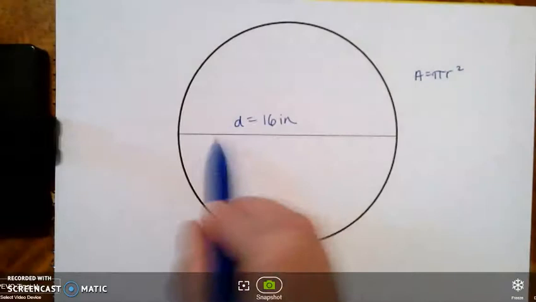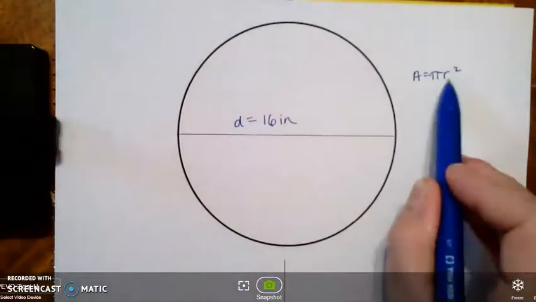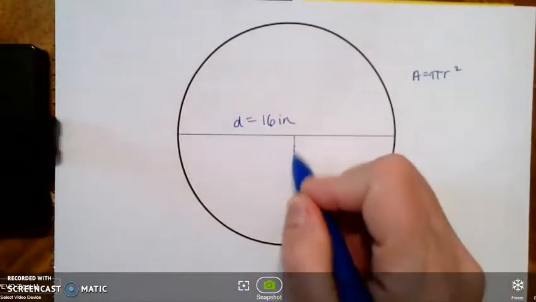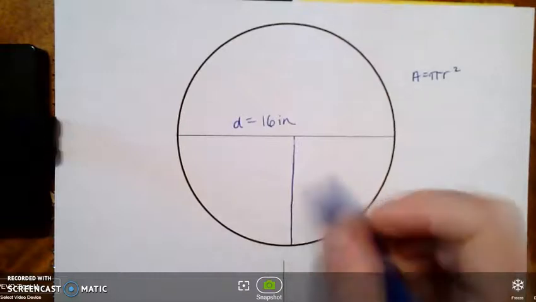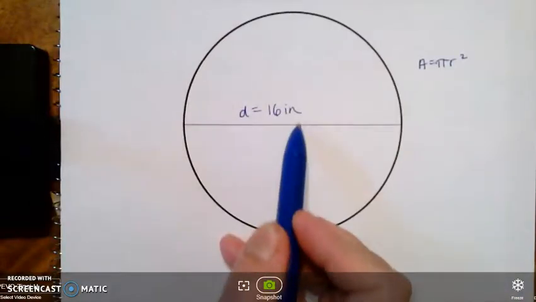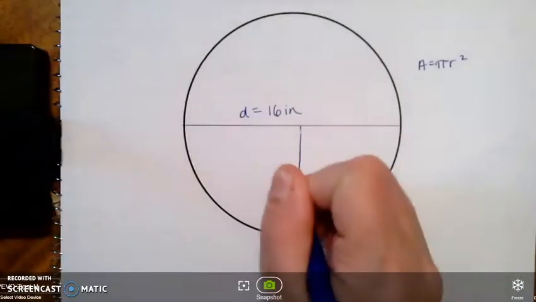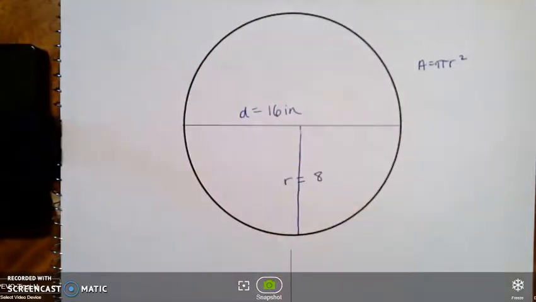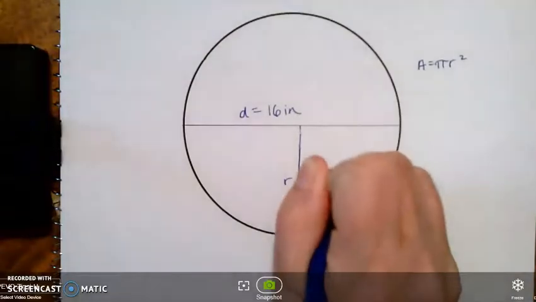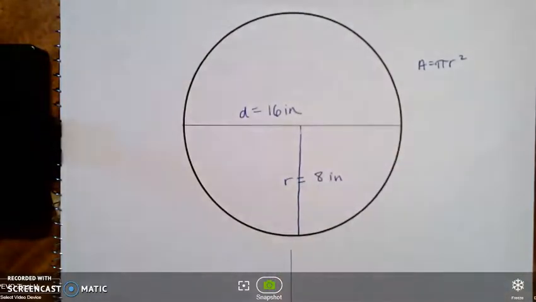If my diameter is 16, that's not going to work, right? We need radius. Remember, radius just goes to the center. How long would that be? What is the length of the radius? Hopefully you're saying r equals 8 inches, because the radius is half of the diameter. It goes from the center to one point on the circle. So our radius is 8.